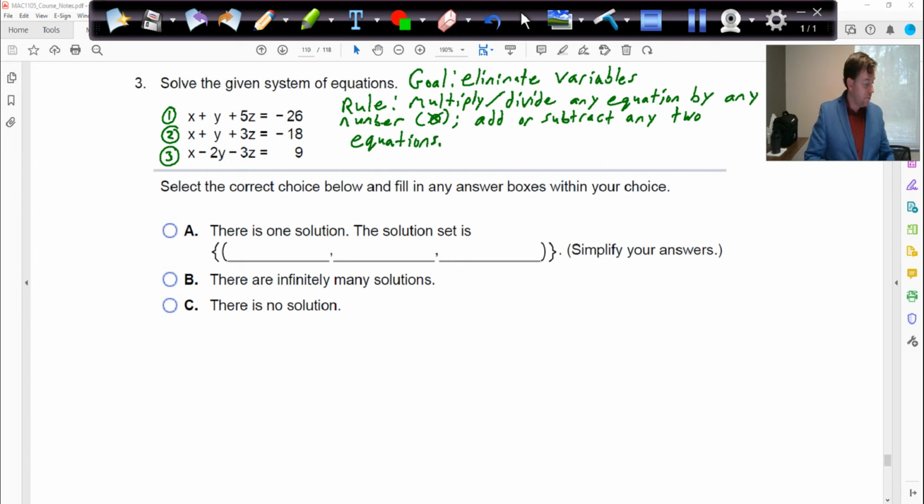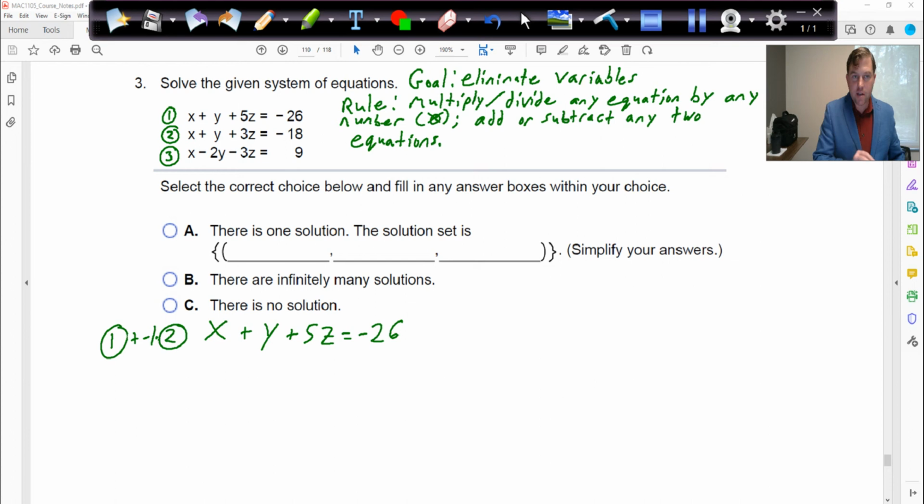Okay, so if we look at problem 3, what we're going to do is we're going to notice that if we take equation 1 and we make equation 2 negative, I can eliminate x and y. So what we're going to do is we're going to say, let's take equation 1 and subtract from it equation 2. Actually, let's do that a little differently. I want to always be adding, so I'm going to add minus 1 times equation 2. So let's write equation 1. It's x plus y plus 5z equals minus 26.